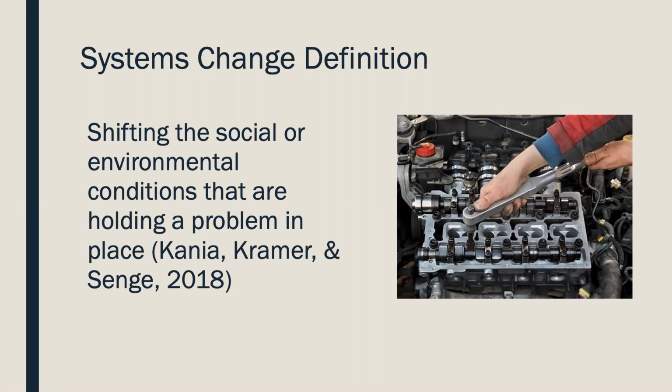Systems change can be a complex subject, so we will start with a definition. The authors of the article, The Water of Systems Change, define it as shifting the social or environmental conditions that are holding a problem in place. Systems change can be useful to transform how we do things in all areas of work and life. I imagine it like working on the engine of a car to make changes or replace broken parts to fix the machine or change how it runs.